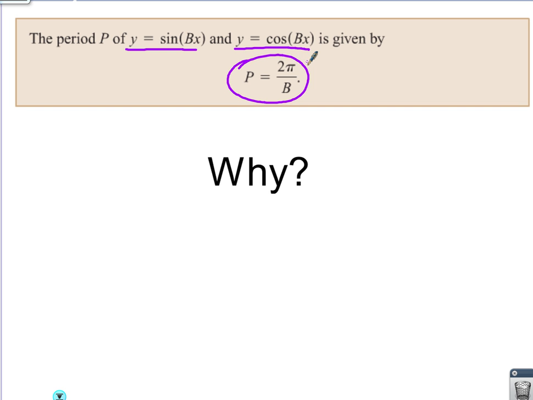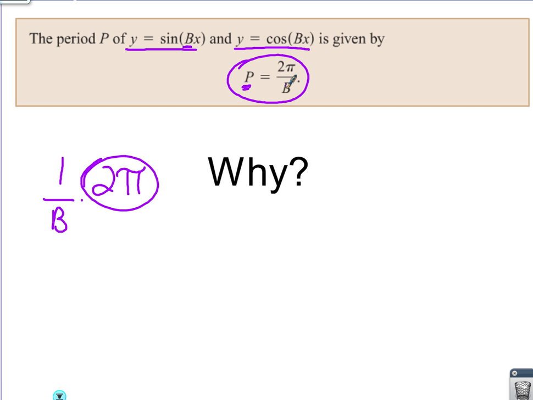So instead of your period being that normal 2 pi, before when the number was 2, it compressed by 1/2. If the number was 3, it compressed by 1/3. So if the number is b, it's going to compress by 1 over b. So you're going to multiply that normal period of 2 pi times 1 over b, and you're going to get the new period of this function will be 2 pi over b.